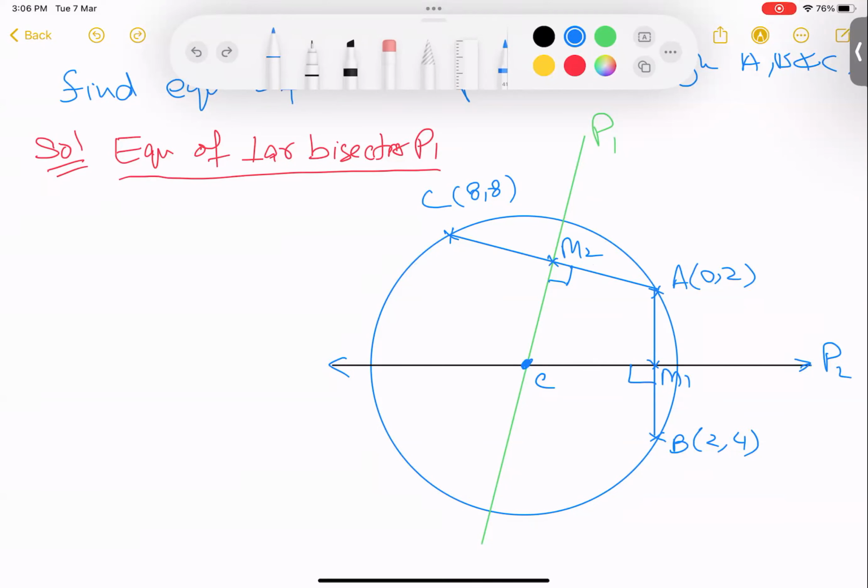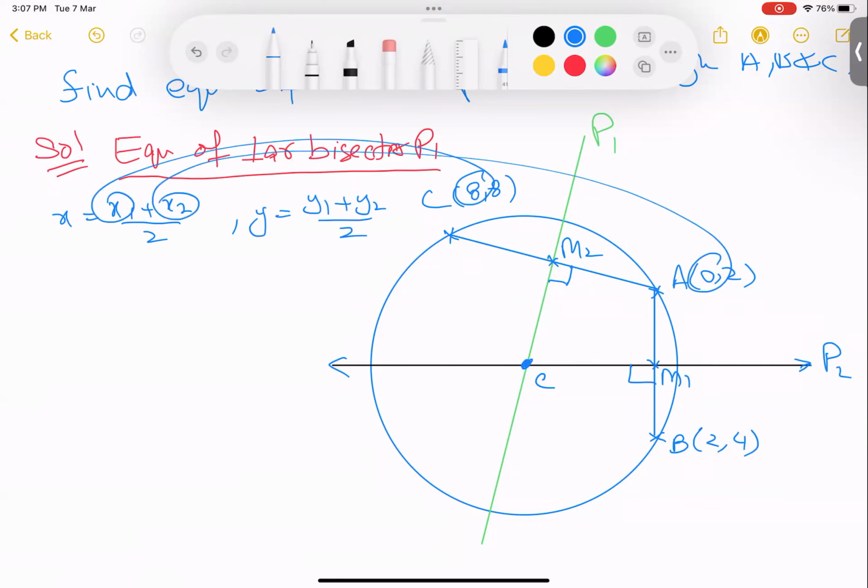M2 is the midpoint formula. Every person knows how to find it: (x1 plus x2) divided by 2, like an average, and (y1 plus y2) divided by 2. This will behave as x1, and this will behave as x2.